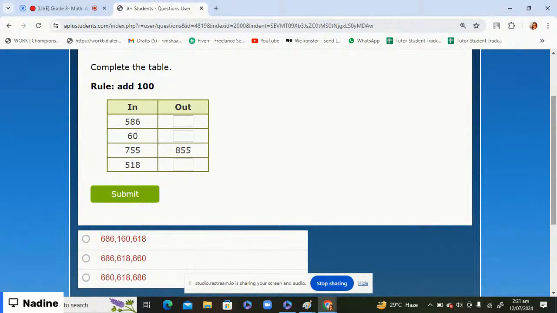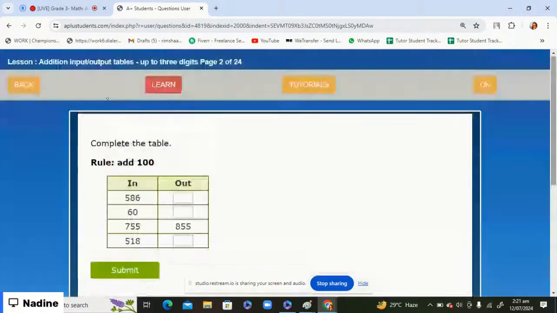Which option? Okay, one side it's 686, then 160, then 885 is given, and then 618. Option 1. Very well done. So let's go with this option, and here is the right answer.